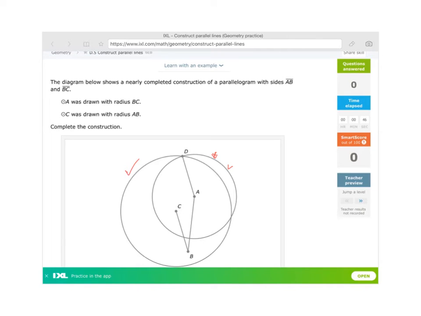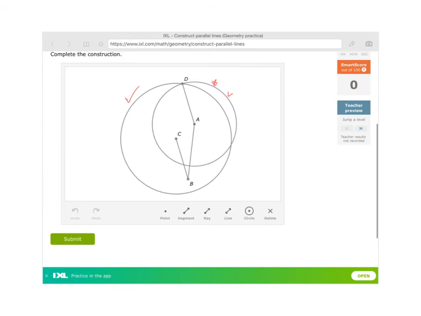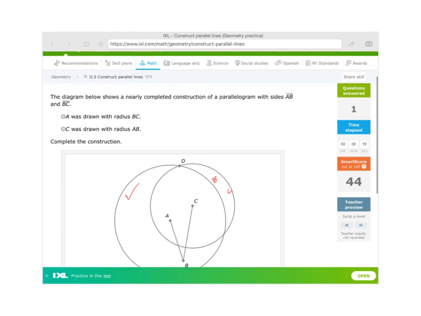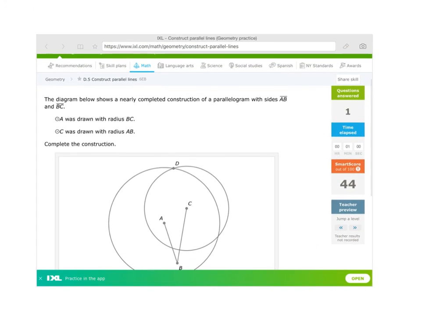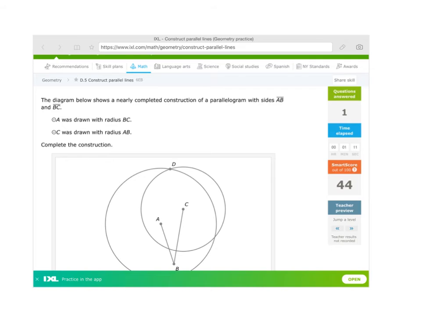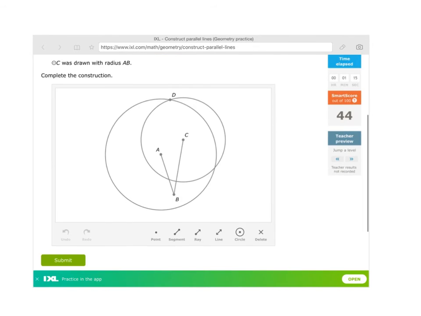Now we have all the 4 points. So let's complete the construction. Let's go to line segment and join C and D. So we see a parallelogram. Let's hit submit, and that's how we get 44 points. Okay. Here we already have all the 4 points. So let's join our line segments. So let's join C and D and A and D, and we get our parallelogram.